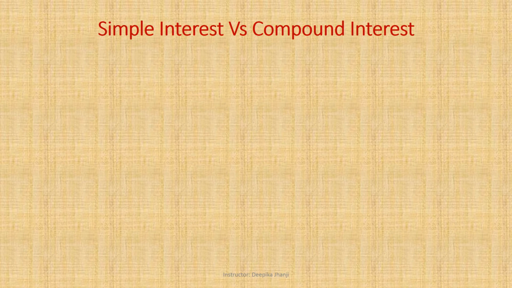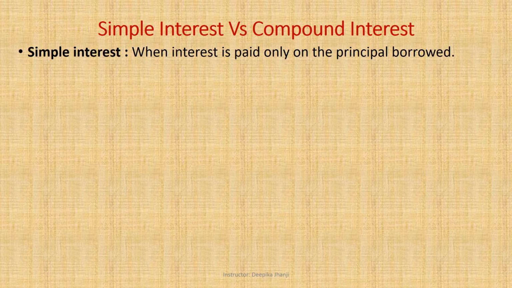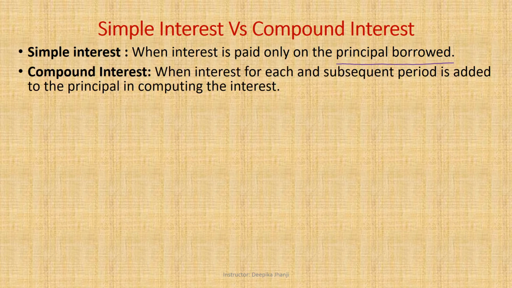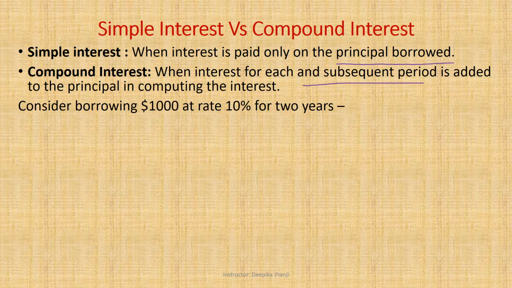Interests are of two types. One is simple interest, where the interest is paid against the principal borrowed. And the second type is compound interest, where the interest is paid in each compounding period and is being added to the principal. To see the difference between these two, let's consider one example. Let's say we borrow 1000 at the rate of 10% for 2 years.